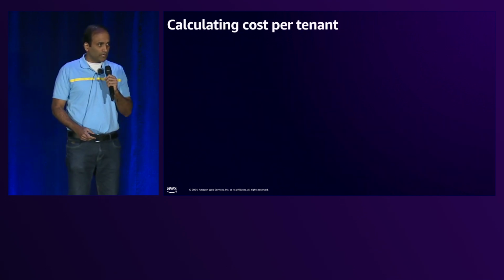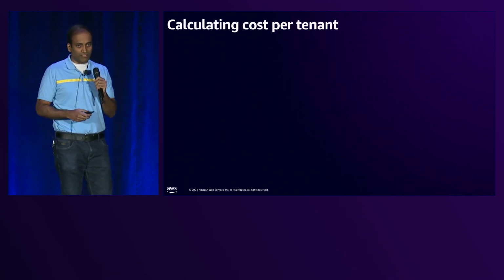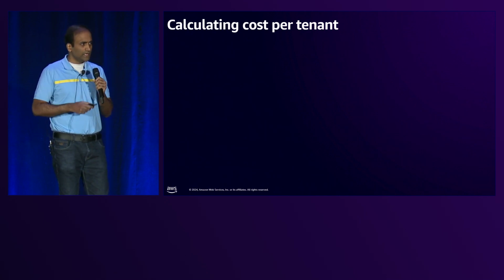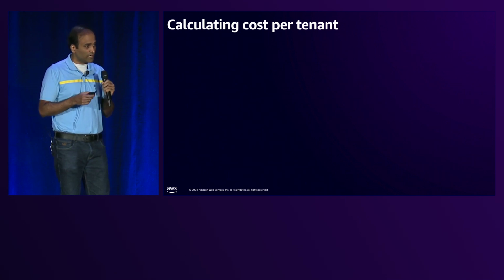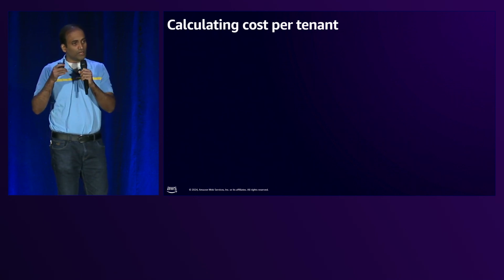The next challenge which we'll talk about is how do we calculate cost per tenant for these architectures. In order to calculate cost per tenant, first we need to understand a couple of things. When you are thinking of calculating cost per tenant, you need to capture metrics with the tenant context, specifically for the areas of your architecture where you want to measure the tenant resource consumption. So you basically capture the metrics, and then you need to aggregate the metrics.